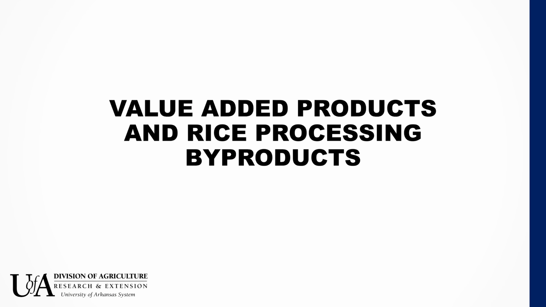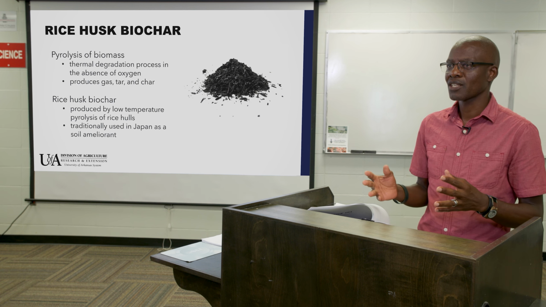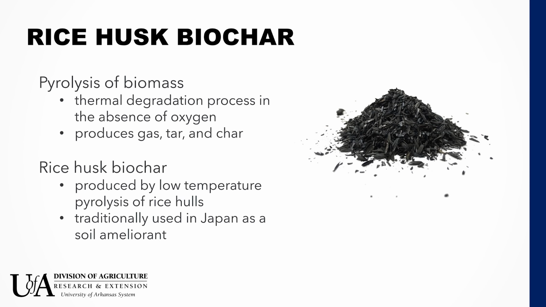Let's talk about some of the value-added products or rice processing byproducts. To start with, let's start with the rice husk. As you know, when rice goes through a milling process, we have to remove that rice husk. And so how can we add value to this? Now, in the industry, this has found some application, production of rice husk biochar.